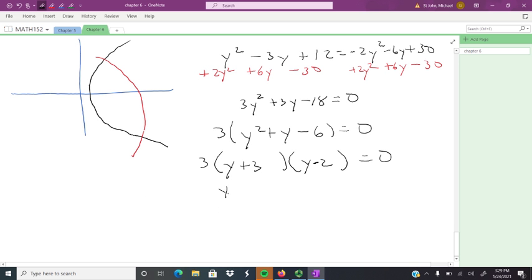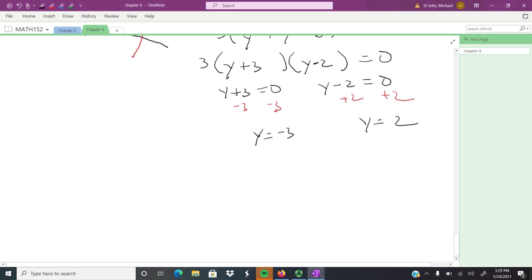So either the y plus 3 is equal to 0, or the y minus 2 is equal to 0. Solve each one of those. So here I subtract 3. Over on this side we would add 2. And we get our two numbers. So we're going to go from negative 3 to 2. Okay. So now we're going to do our integral. And so we're going to integrate from minus 3 to 2.